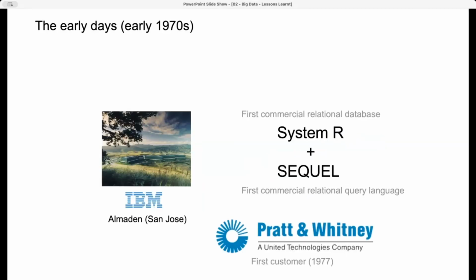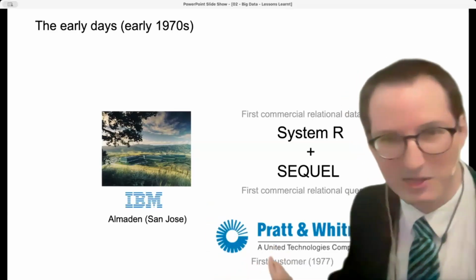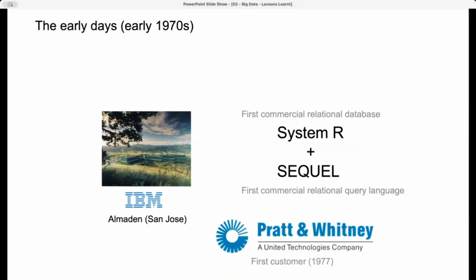He was at IBM in the early 70s, more than 50 years ago, in Almaden, in San Jose, California. The laboratory still exists. You just need to traverse a bit of desert with a car to get there. They came up with a commercially usable system called System R and a language called SEQUEL, written like this, which was supposed to be the first commercial relational query language. Their first customer, after a few years, in 1977, was Pratt & Whitney.